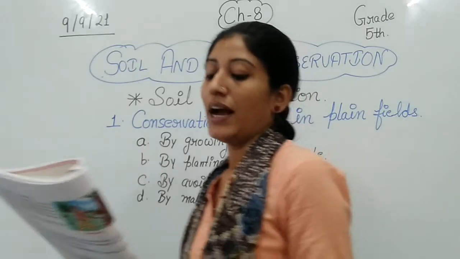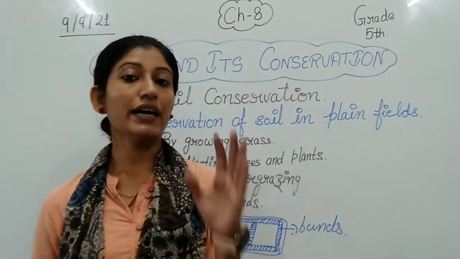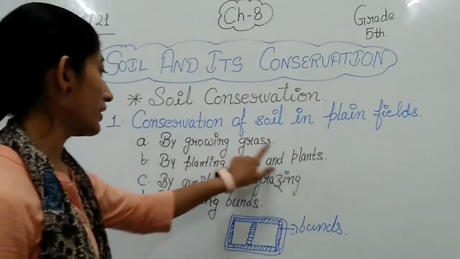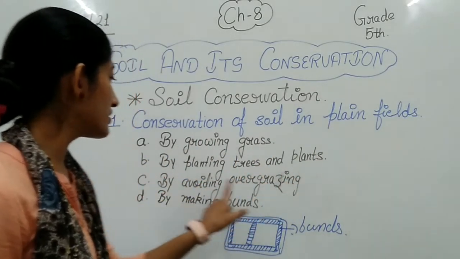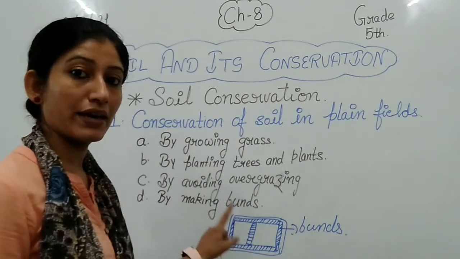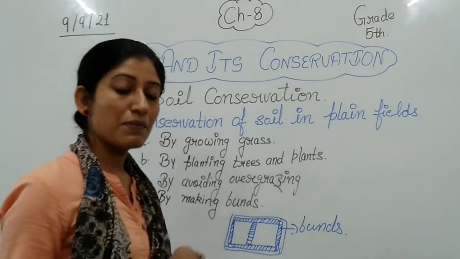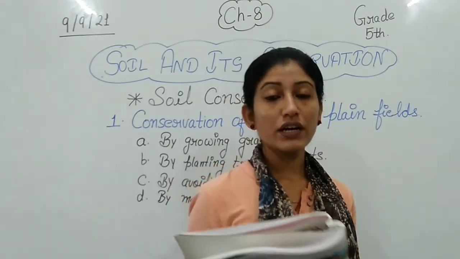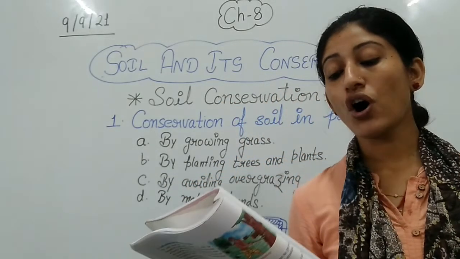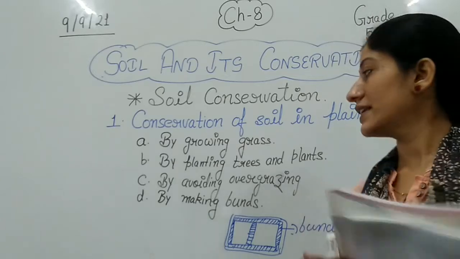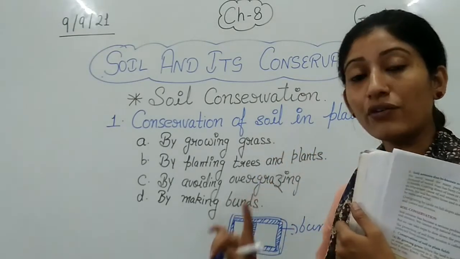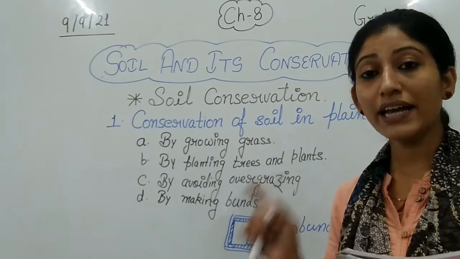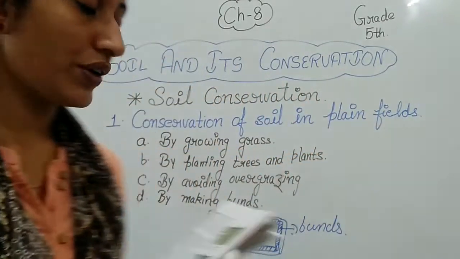Now students, another thing is that here we have seen how we can conserve the soil in plain fields by growing grass, by planting trees and plants, by avoiding overgrazing and by making gardens. Now, similarly we have another method for conservation. It is conservation of soil on hilly slopes. This we have discussed for the plain fields. Now we have to see how we can protect against soil erosion on hilly slopes. So let's see how we can do that.